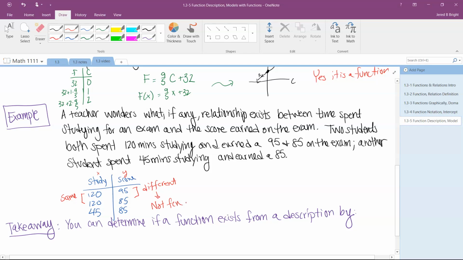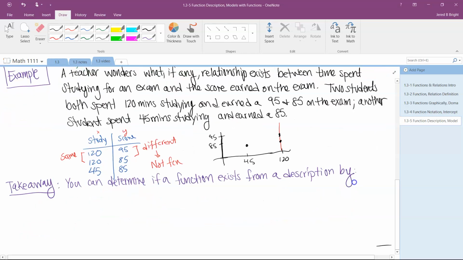Another way you could see this is you could make a little scatter plot. Forgive me, I'm going to omit the scale or the labels right now for time purposes, but if I do 45, and this is obviously not to scale, and then we have 85 and 95. What we're going to see is there's that dot there, and then we have a dot here and a dot there, and well, we have a vertical line intersecting twice, so not a function. Okay, so takeaway.